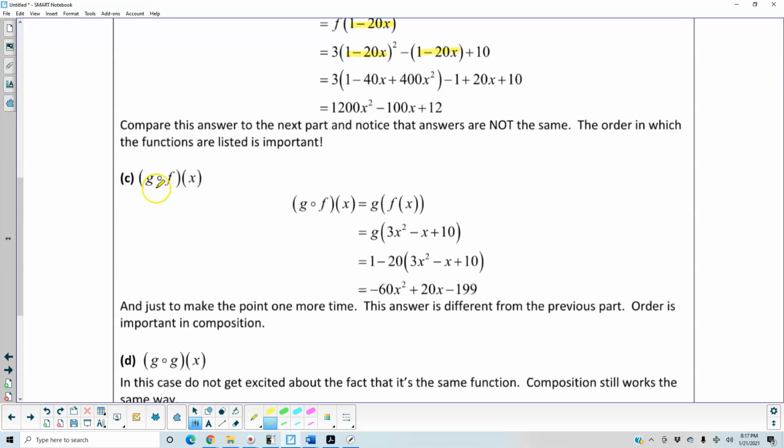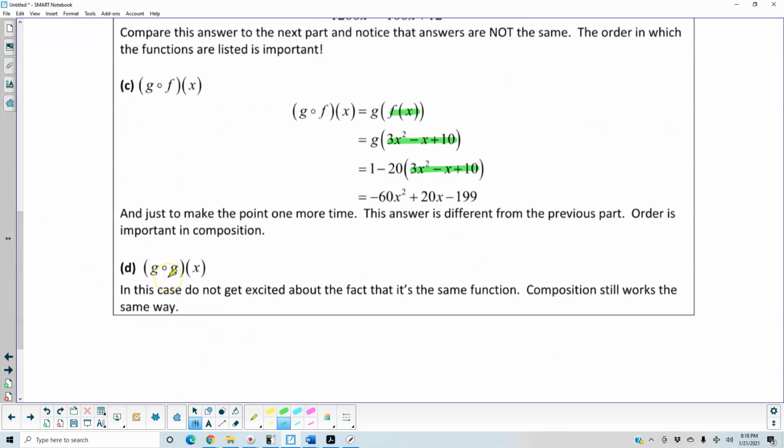Part C, g of f of x. G composite f of x is equal to g of f of x. Now let's note here that f of x is 3x squared minus x plus 10. So we're going to plug it into the function g, which is 1 minus 20 times x, but we're replacing x with 3x squared minus x plus 10. So we distribute the negative 20 and get the result to be negative 60x squared plus 20x minus 199. And just to make the point one more time, this answer is different from the previous part. Again, remember that order is important in composition.